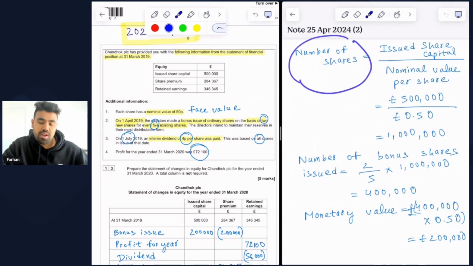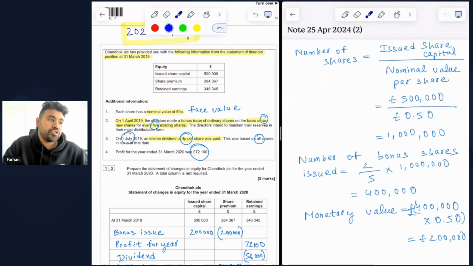And the way I did it is take the issued share capital, which is a monetary value, and then divide it with the nominal value per share of 50 pence. So £500,000 divided by £0.50. So 50 pence can be expressed as 0.50 pounds. And when you do that calculation, the number of shares that goes into the issued share capital is 1 million shares. So this 1 million shares is not a monetary figure, but in fact, the number of shares only. So make sure you don't confuse yourself in the exam.